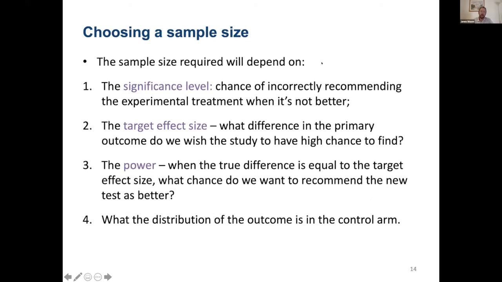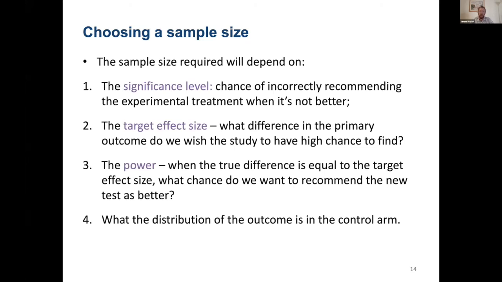So what does the sample size depend on here? So it depends on the significance level, which is the chance of incorrectly rejecting the null hypothesis, or in this case, incorrectly recommending the experimental treatment when it's not actually better. It depends on the target effect size. So what difference in the primary outcome are we hoping that there's a high power to find in the study?